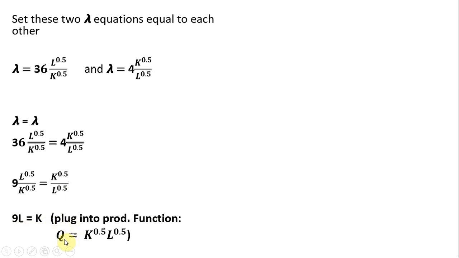We're going to plug this into the production function, where Q is 40. So moving that over here then. Our production function, we're trying to minimize the cost of producing 40 units. So I set Q equal to 40. And where I have a K, I'm now going to plug in 9L. So simplifying this, the square root of 9 is 3, and L to the 0.5 times L to the 0.5 is L.